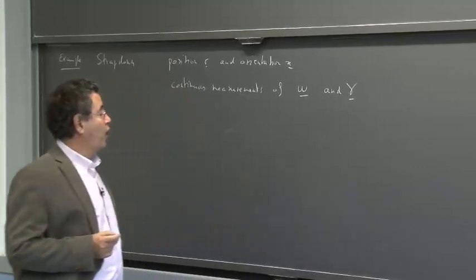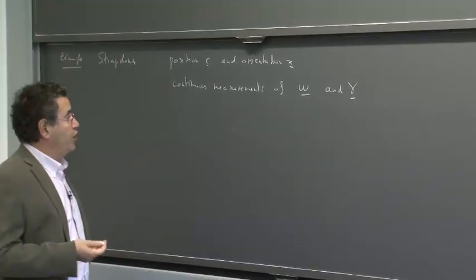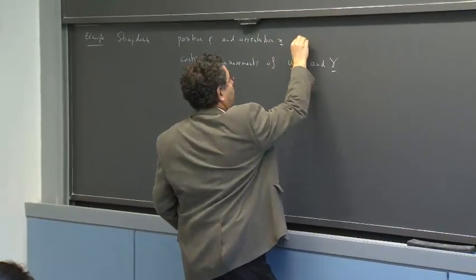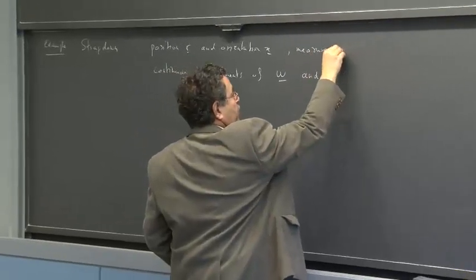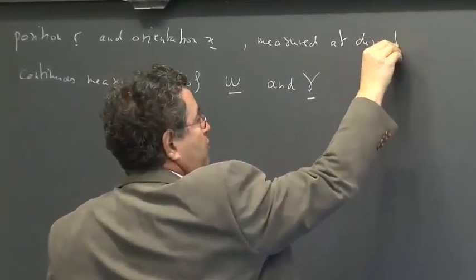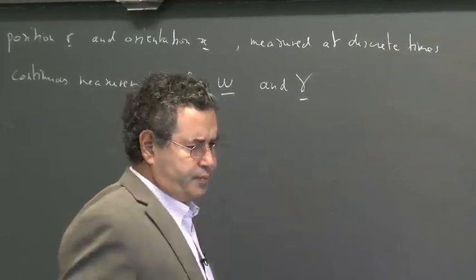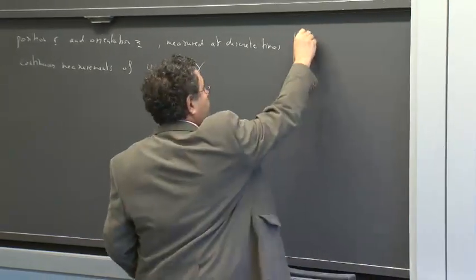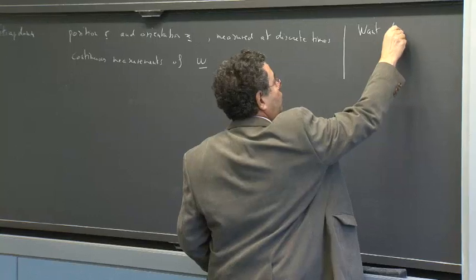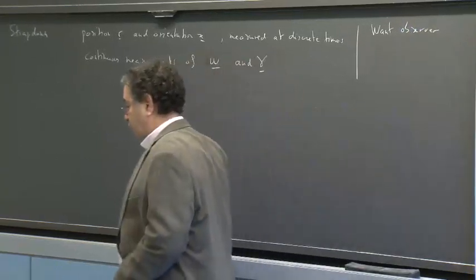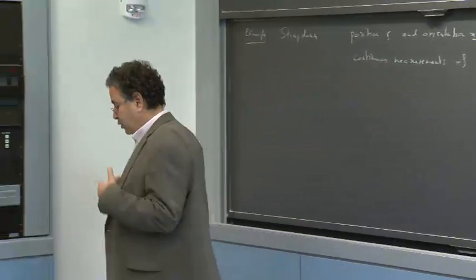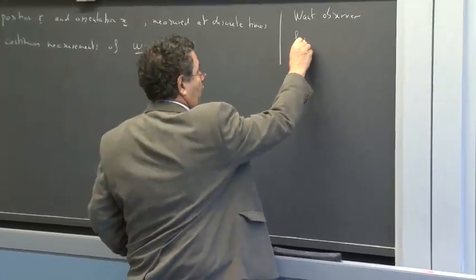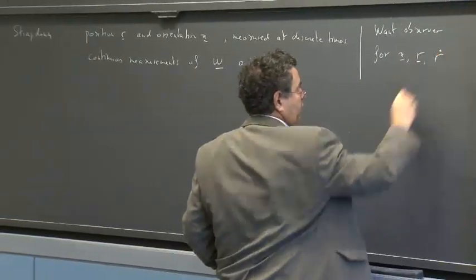And so the question is, these position and orientation are measured at discrete times, and we'd like to build an observer. So something which gives us information all the time, an estimate all the time, for x, r, and the velocity r dot.